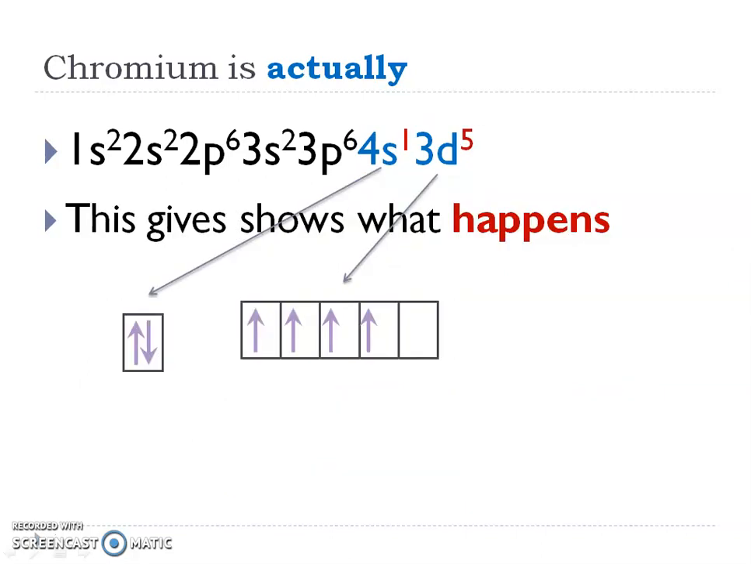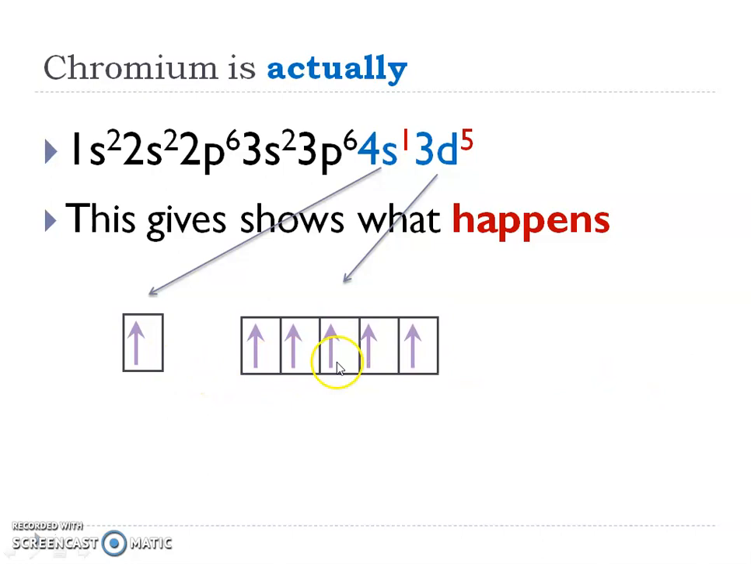So here, let's look at what happens. Here's our 4s, which has slightly less energy than our 3d. So this is filled, and now our D section, our 3d section, has 4. But what's going to happen here is that one electron is going to move over, and now the energy of the S and the D section is going to be equal. Because that energy now kind of stabilizes itself, it's actually more stable as an atom altogether.